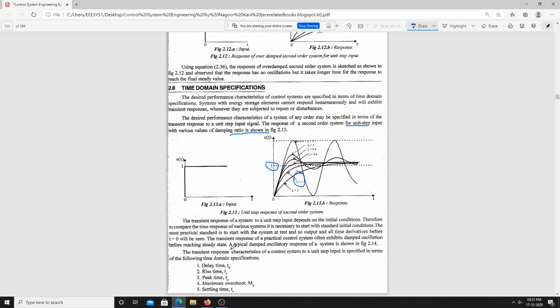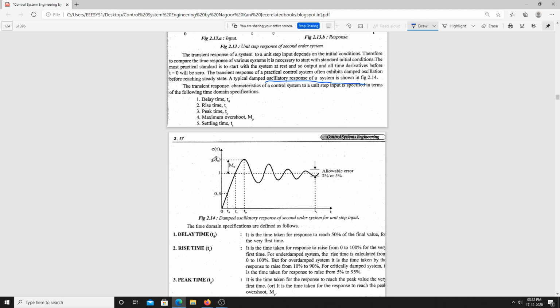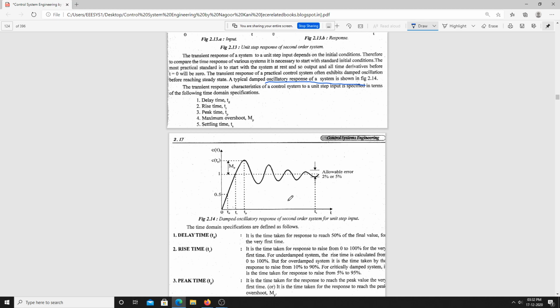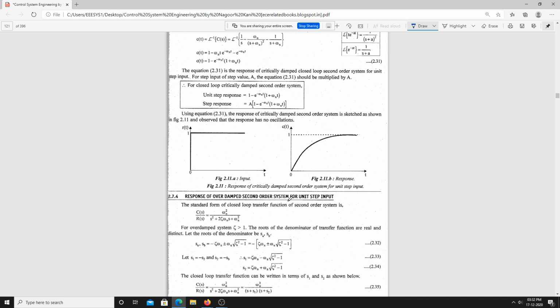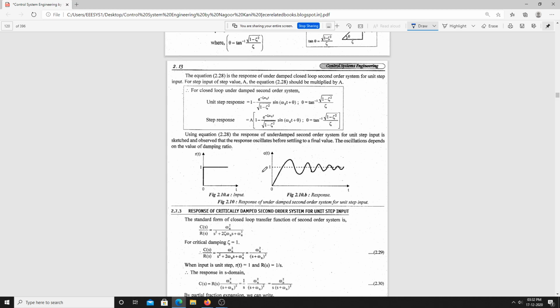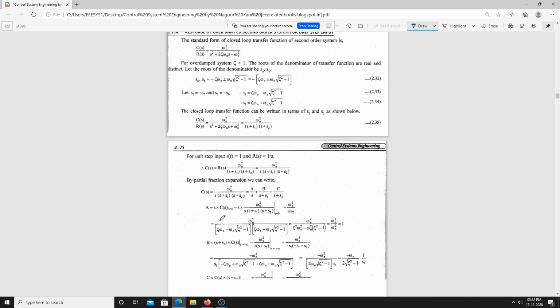The transient response of a practical control system often exhibits some damped oscillations before reaching the steady state. A typical damped oscillatory response of a system is shown in figure 2.14. This is the response of a second order system for the underdamped case. Is it clear? For the underdamped case, this is the response we have. In the previous class we derived the expression for this. This is the response we got for an underdamped second order system for a unit step input, which we have considered now.